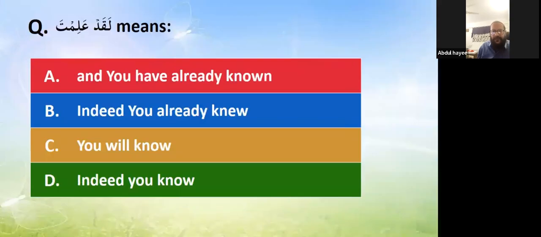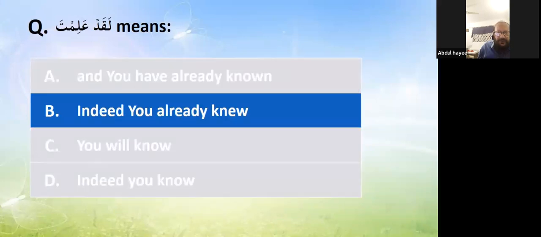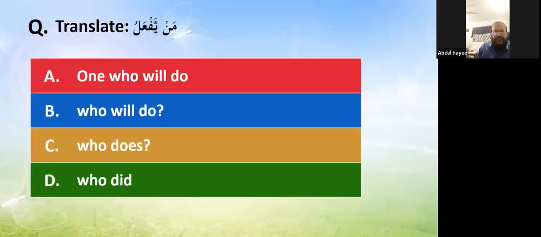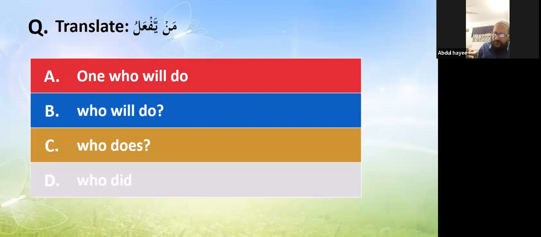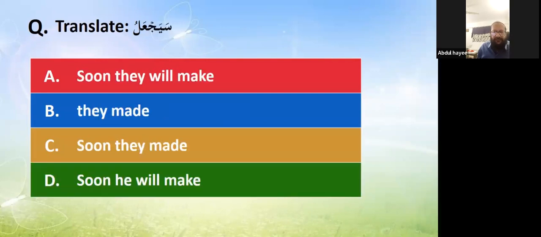Remember the cycle. Laqad alimta means: and you have already known, indeed you already knew, you will know, indeed you knew. Indeed, already. Translate, man yaf'alu: one who will do, who does, who did. Man yaf'alu, A. One who will do, and who does. These are the meanings of man yaf'alu.